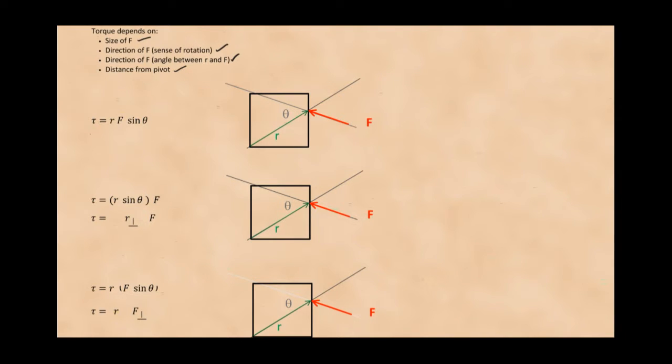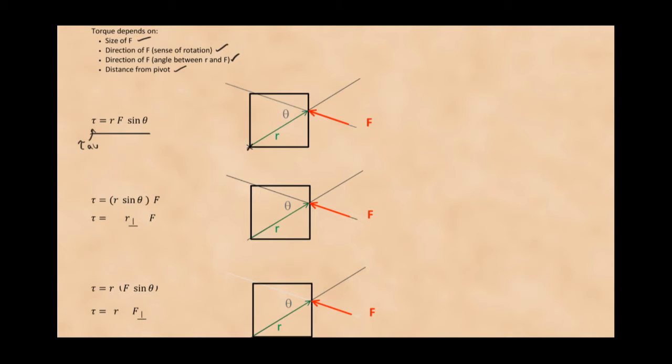So all of these ideas are encapsulated in this expression for torque. We use the Greek letter tau to represent torque, and it's equal to R times F times sine of theta. And here's a diagram showing those variables. I have an object, in this case a square, and I want to calculate torque about some point. One of the features of torque is you need to calculate torque about a point. And so in this case, I'm going to calculate torque about the lower left-hand corner.